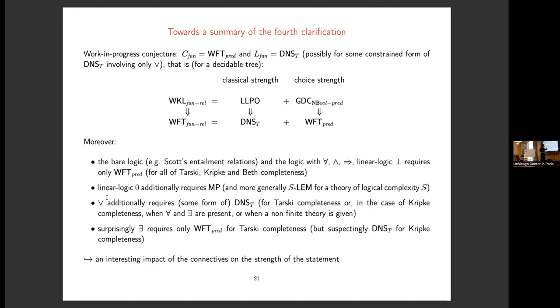But the negative connective, and in particular for the false, you need the negative form, which is the linear logic bottom, not the zero. It requires only the predicative form of the weak fan theorem, while zero brings a Markov principle, and more generally, excluded middle of size S for a theory of logical complexity S. So this is the conclusion of the analysis: the disjunction additionally requires some form of DNS, so DNST if we don't have the zero, or DNS if we have the zero.